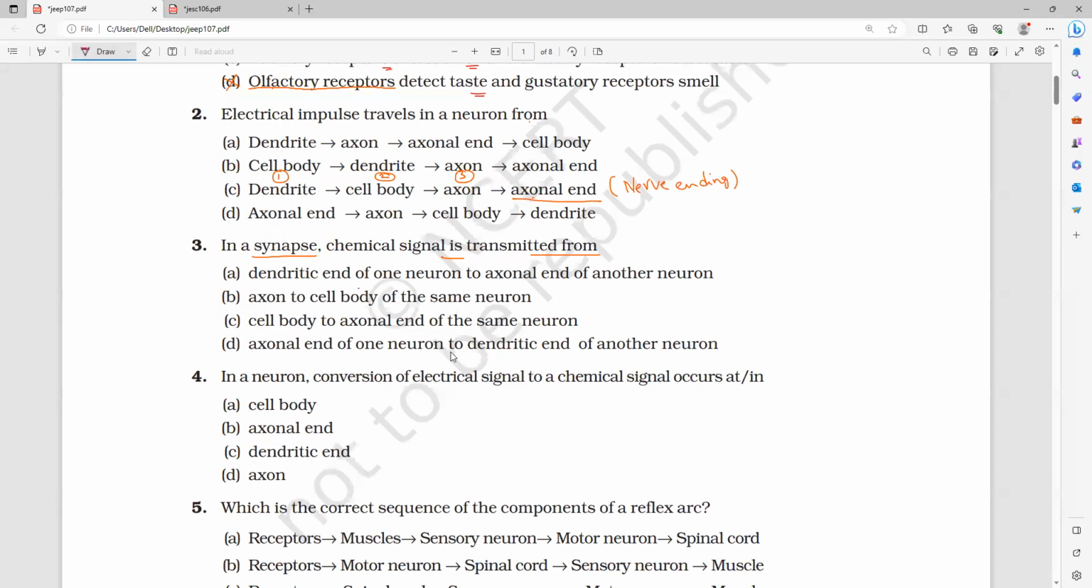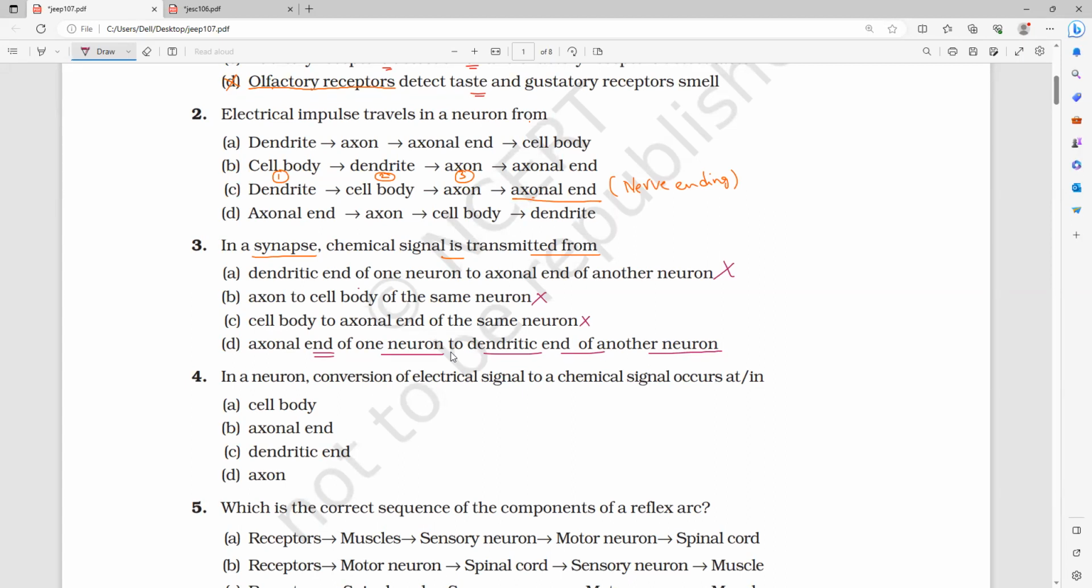First one: dendrite end of one neuron to the axonal end of another neuron. Dendrite is the beginning one. Am I right or wrong? Next: axon to the cell body of the same neuron. No. Next: cell body to the axonal end of the same neuron. Wrong. Last one: axonal end of one neuron to the dendrite end of another neuron. Am I right or wrong, everybody?